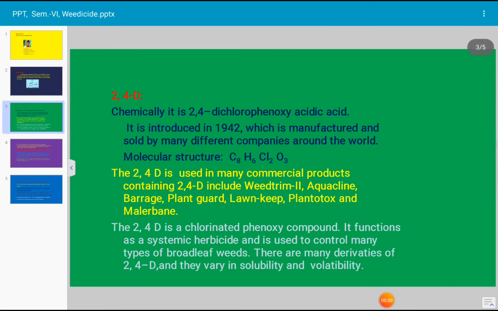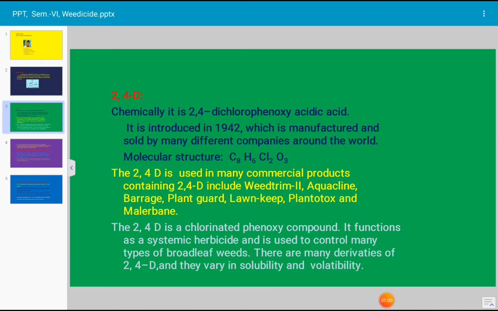Next, let us see 2,4-D. It is one of the herbicides. Chemically, it is 2,4-dichlorophenoxyacetic acid. It was introduced in 1942, and is manufactured and sold by many different companies around the world. Its molecular formula is C8H6Cl2O3.